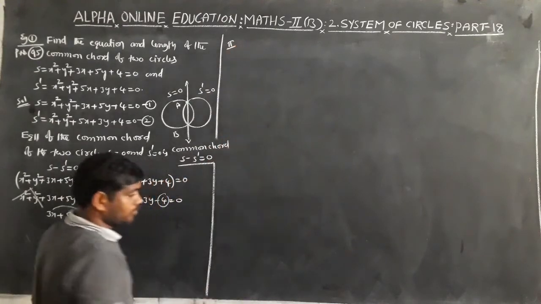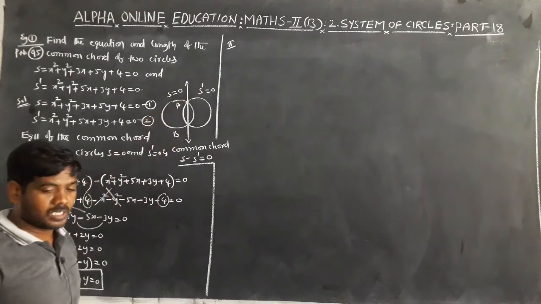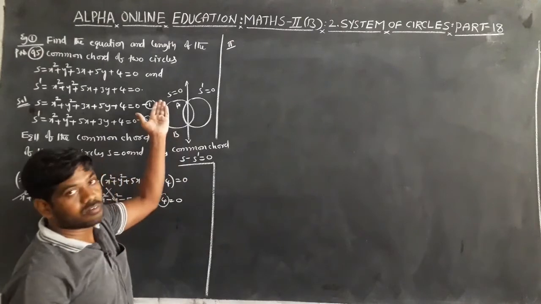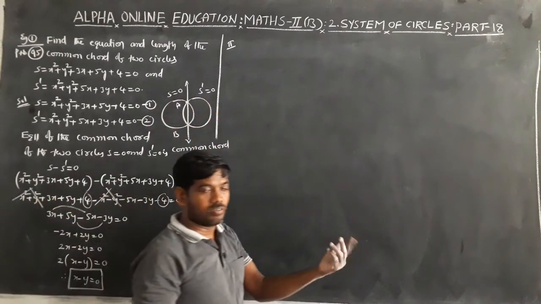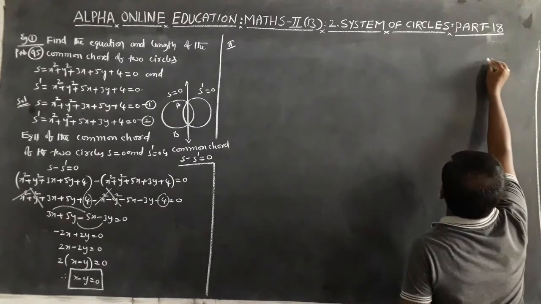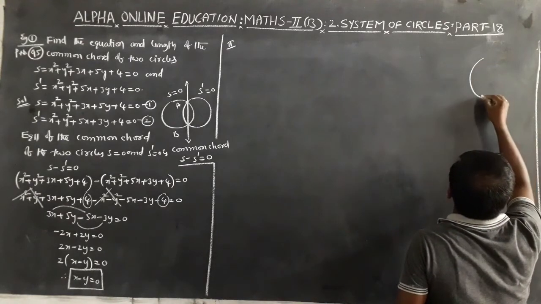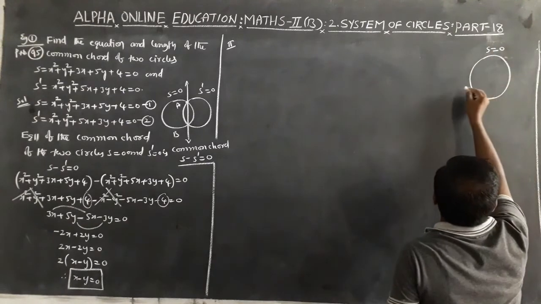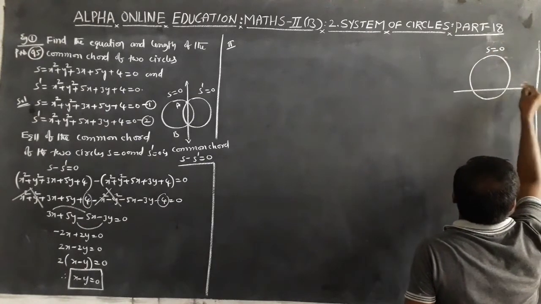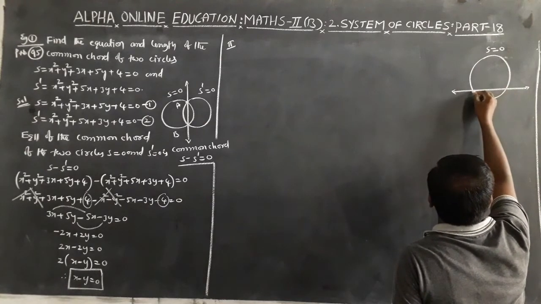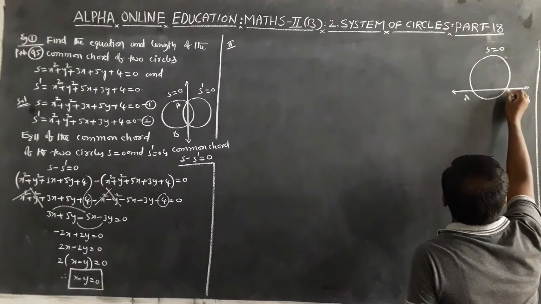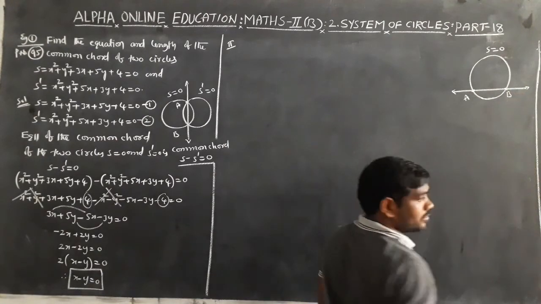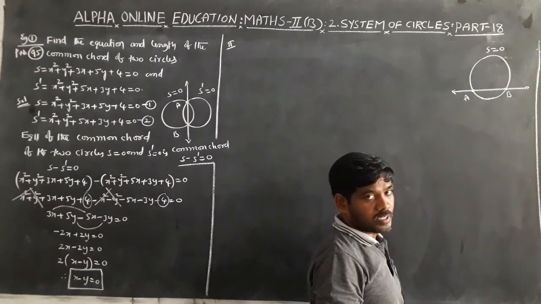Second part, we find the length of the chord. Here we take the circle S equal to 0 or S dash is equal to 0, any one of the circle. This is the equation of the circle S is equal to 0. This is the equation of the common chord. If the line intersects the circle at capital A and capital B, then AB is called length of the chord.